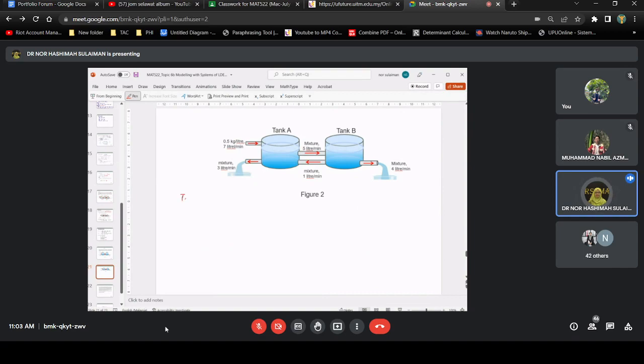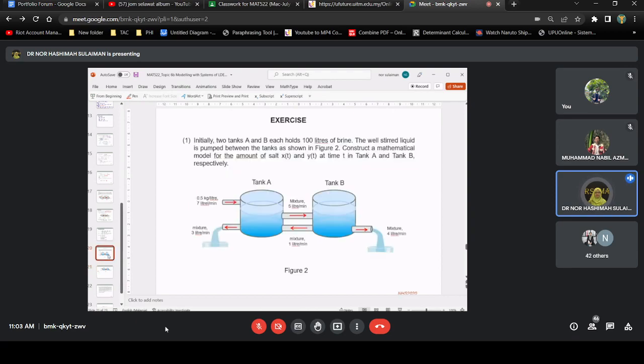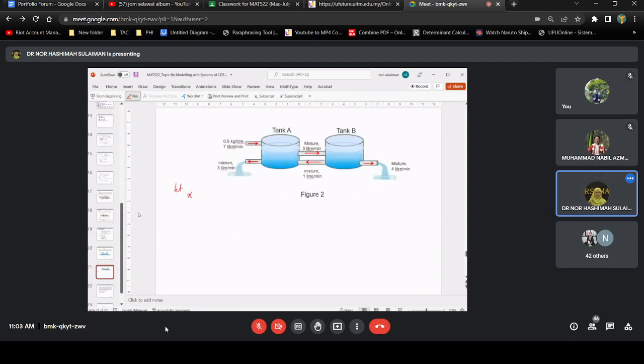So the model kena buat macam lah. Oh, sebelum tu you got to define the variable first. Okay. Remember kena define dulu let apa? Let katalah X, cuba tengok soalan dia. Soalan dia tadi dia cakap apa? Ada X dengan Y. Dia suruh construct sahaja. Let X of T be amount of salt in tank A, alright, and then Y of T be amount of salt in tank B.